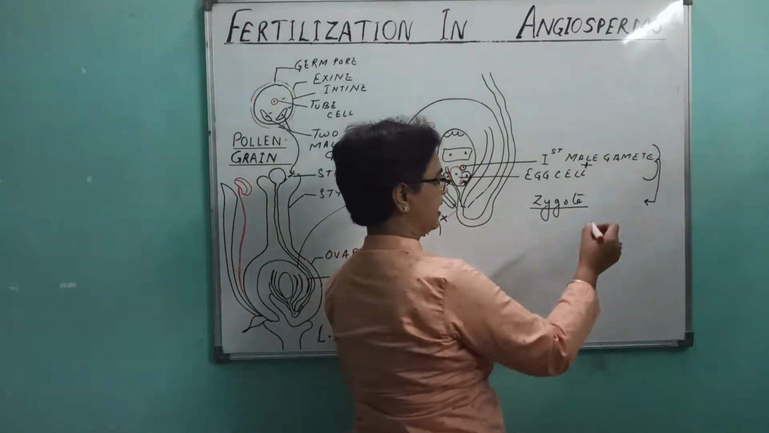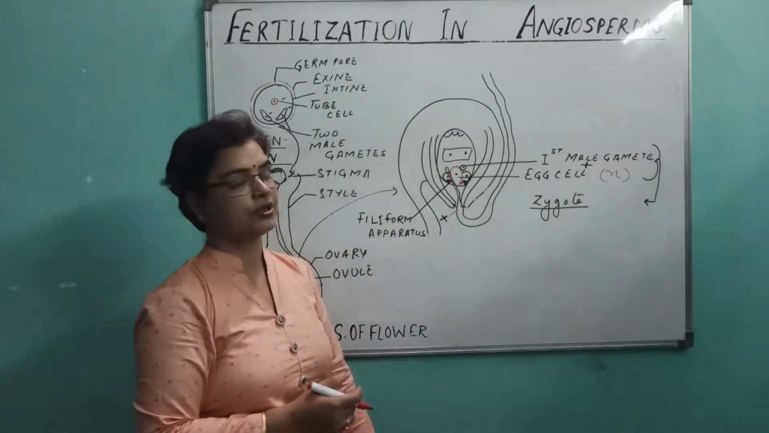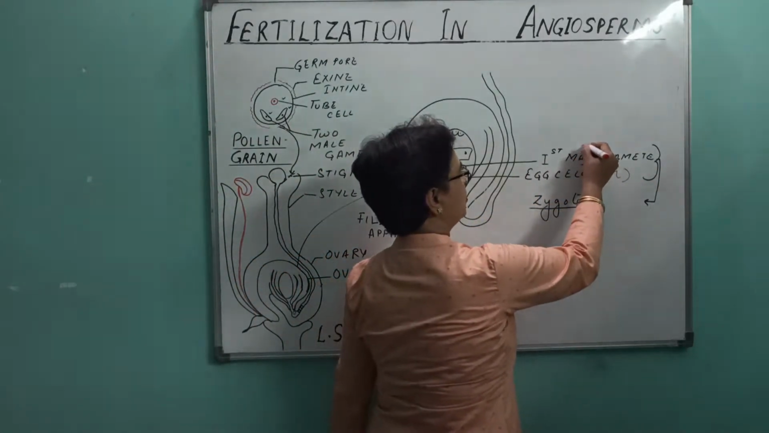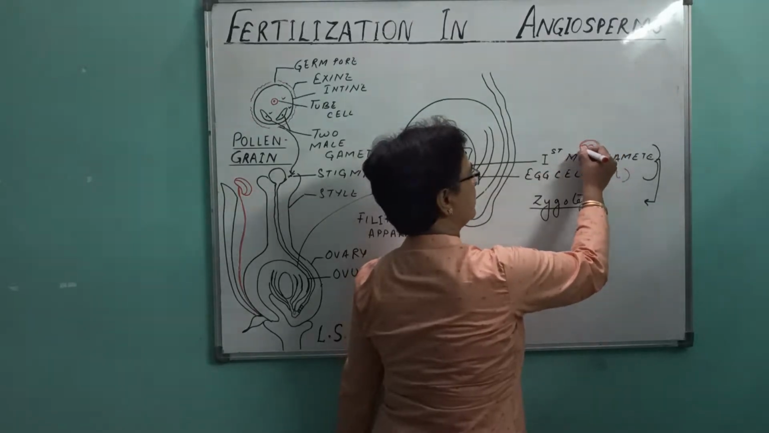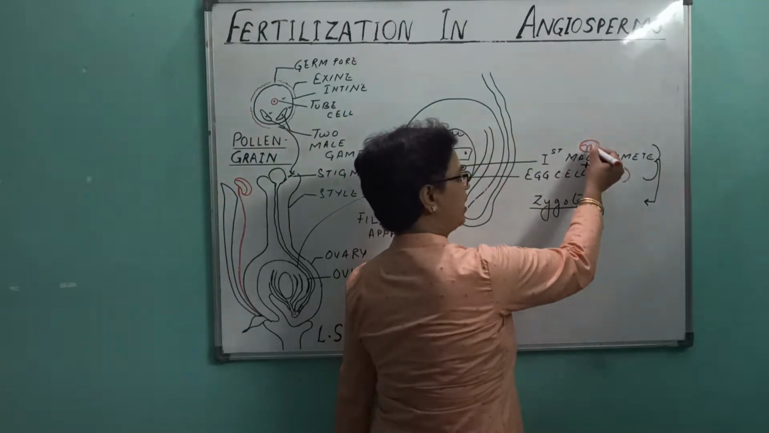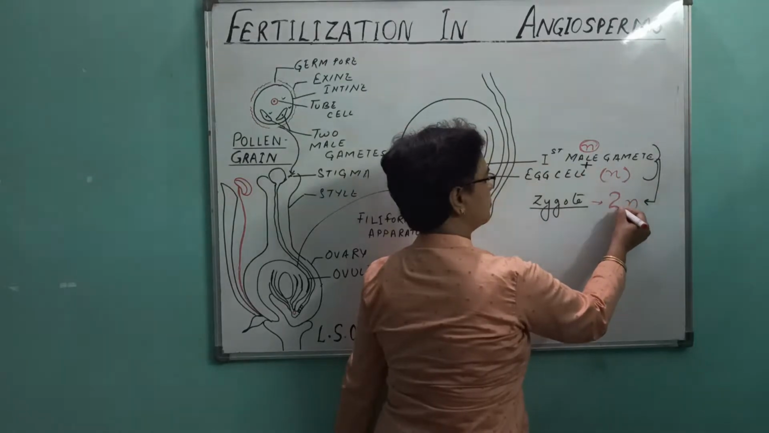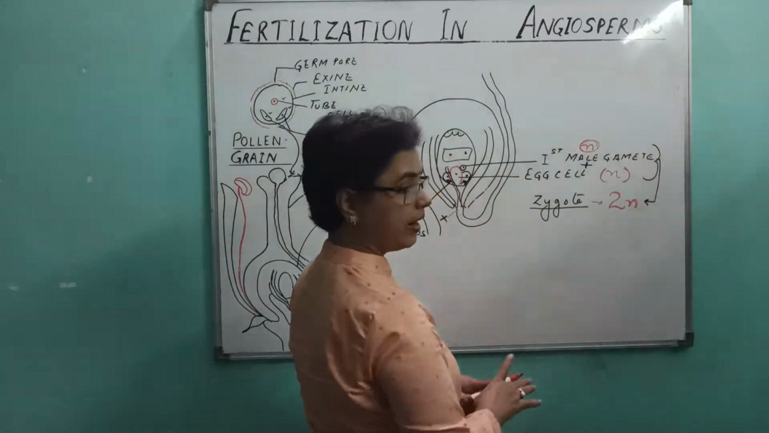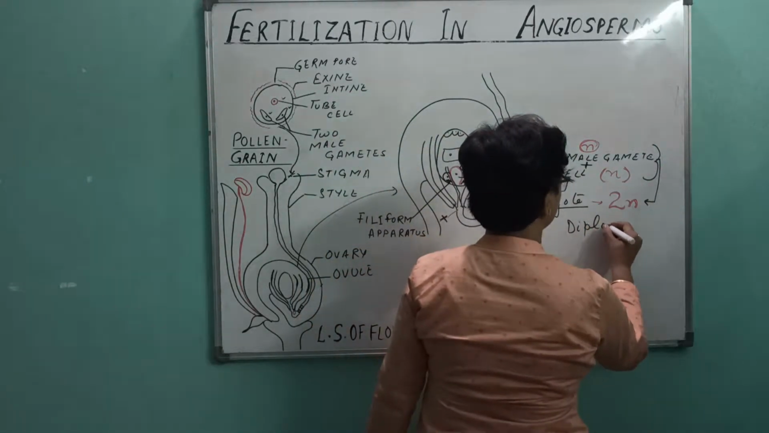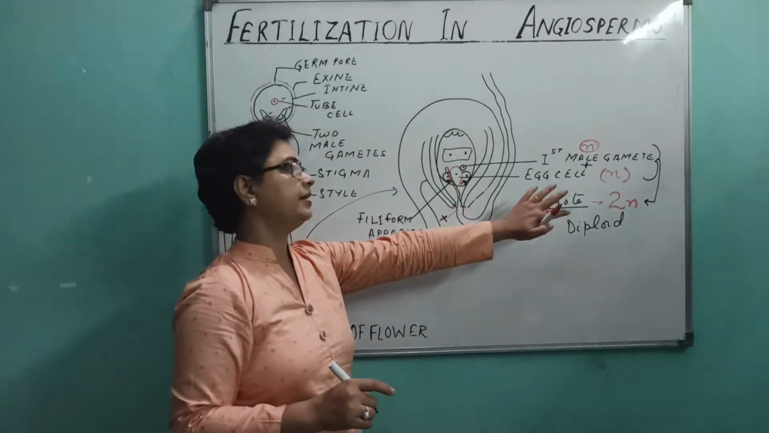So what is this egg cell? As it is the result of the haploid one, that means it is formed after meiosis, so it is indicating as N. The male gamete is also the result of meiosis, so this is again indicating as N. N and again N. So zygote is the result of N plus N, so it is termed as 2N. This 2N, technically it is termed as diploid. So the result of first fertilization is formation of zygote and it is diploid.